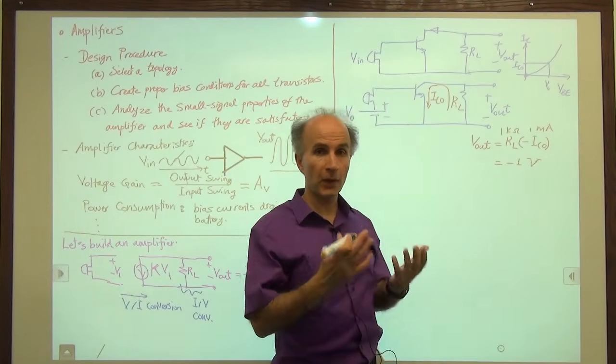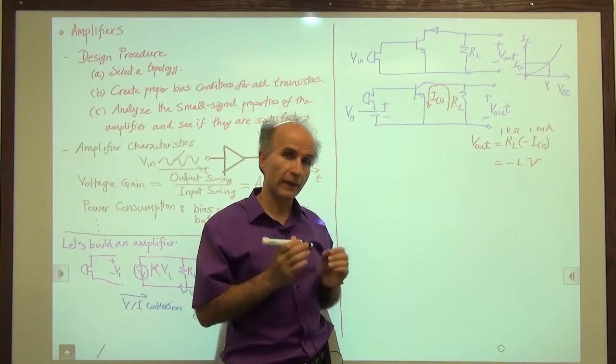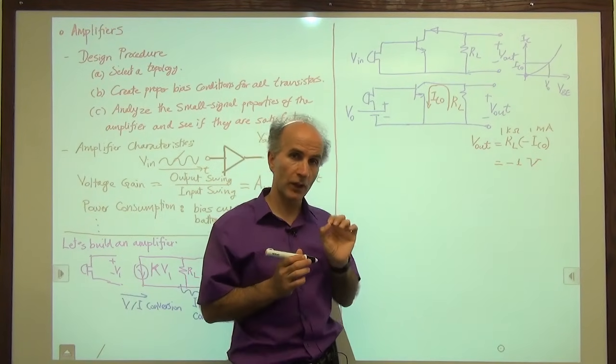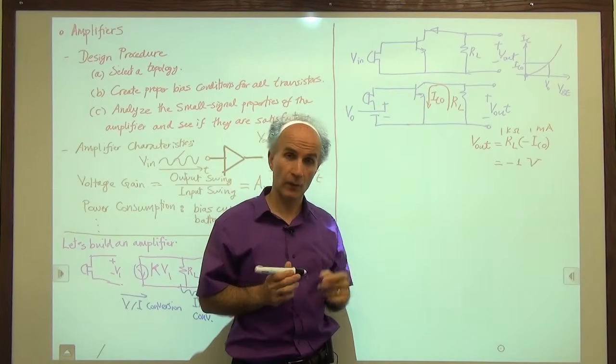All right, so the problem reduces to one simple task. How do we ensure that the base collector junction of this device is reverse biased or has zero bias on it?